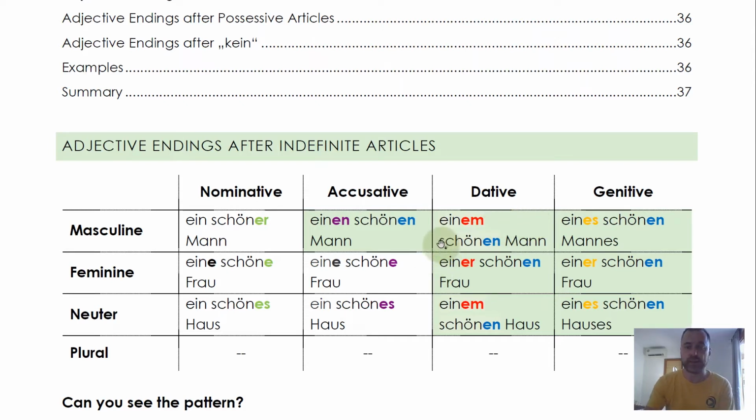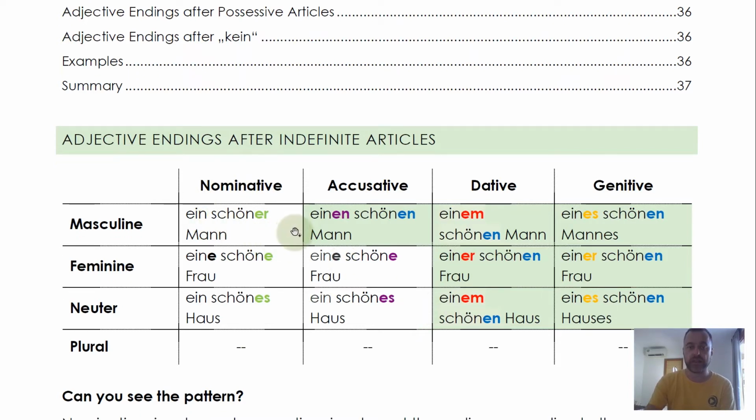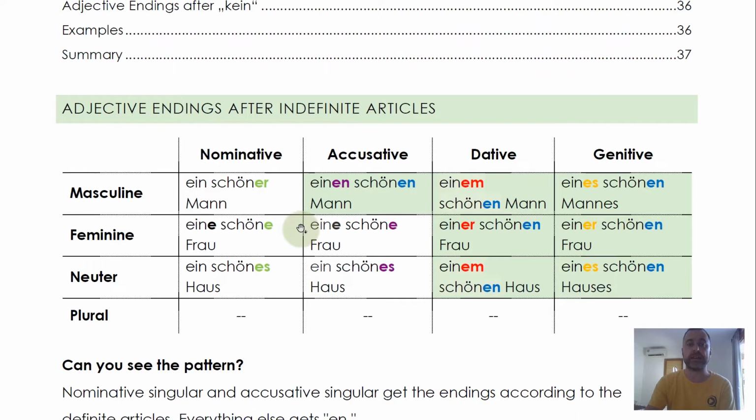Indefinite articles are especially ein. That's the one that you know as the indefinite article, but also included here are other ones like kein, so the negative indefinite article, and the possessive articles, because they all use the same endings. So let's have a look at the indefinite article ein first.